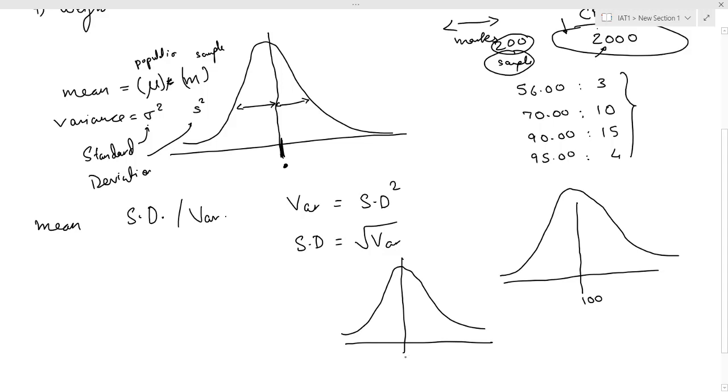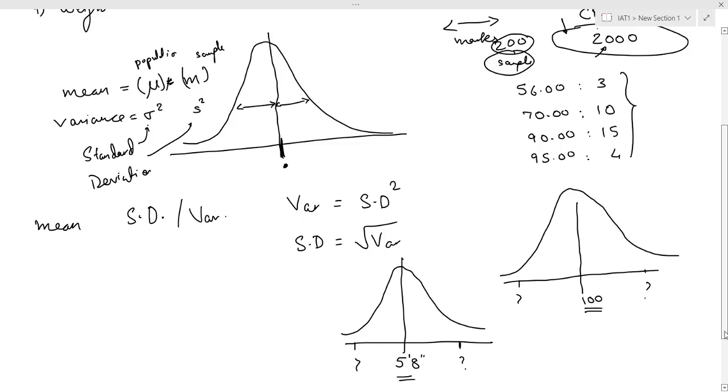We can say the mean height of Indians is what? Let us say 5 foot 8 inches. Okay, I don't know what it is really, but let us say that the mean height of an Indian is 5 foot 8 inches, right? So here the mean is different, here the mean is different. Then how are we going to know what is the value over here, what is the value over here?